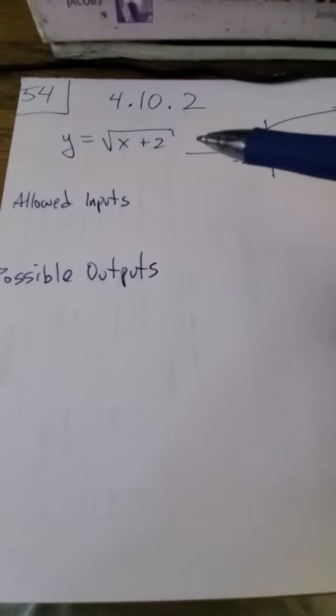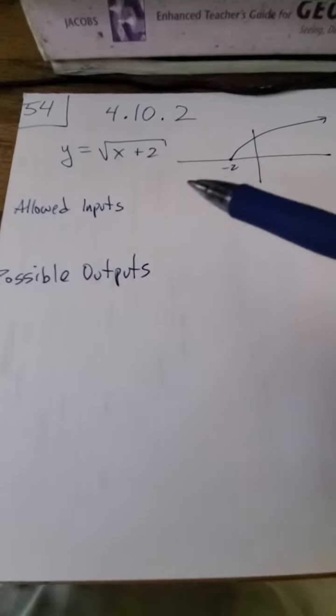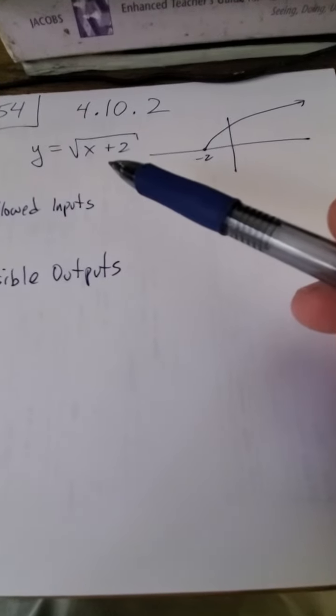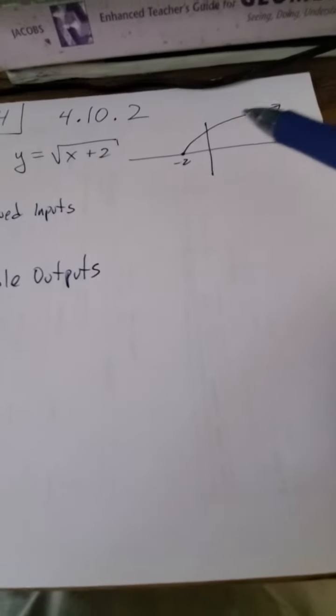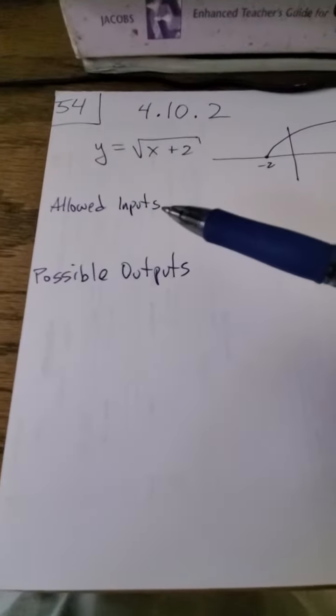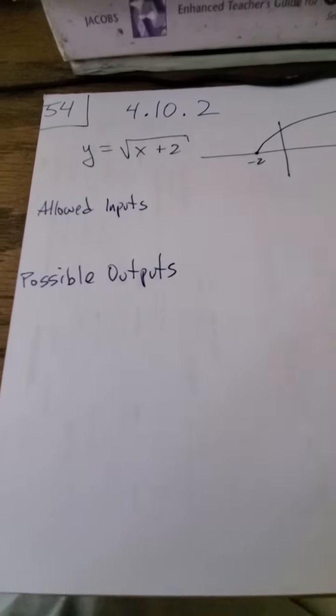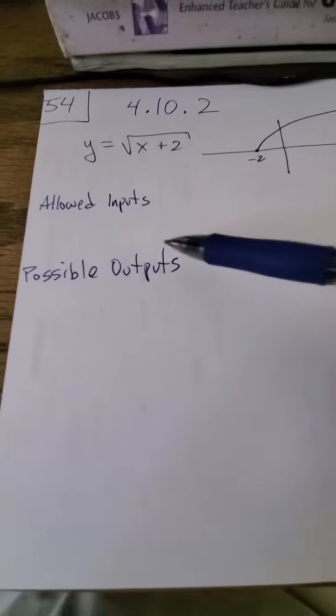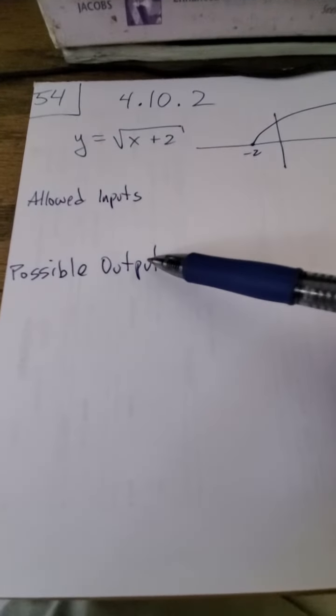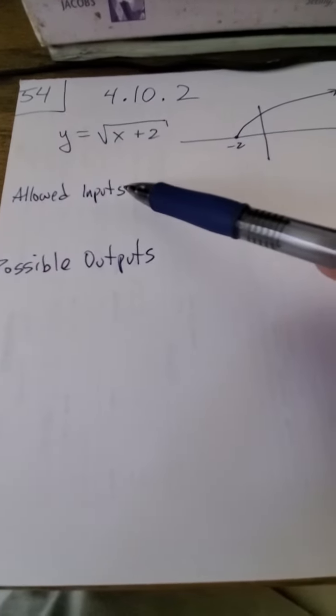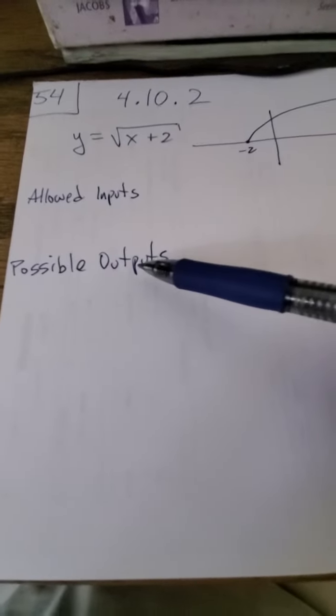For this last part of 4.10, we want to look at a function y equals square root of x plus 2, and this is the graph of that function. And we want to find the allowed inputs and the possible outputs. Some of you may have learned this in previous algebra classes. Allowed inputs is what they call domain, and the possible outputs is what they call range.